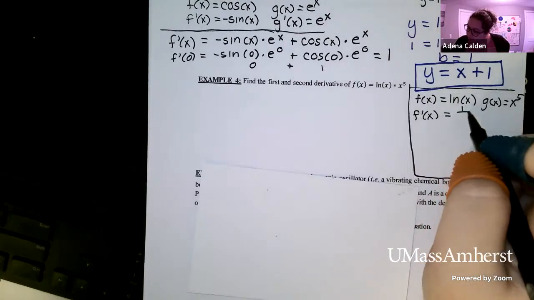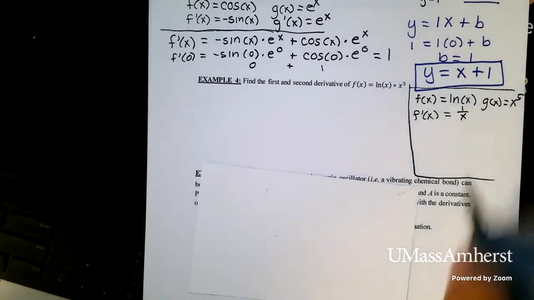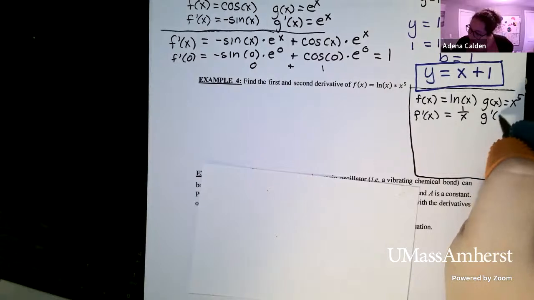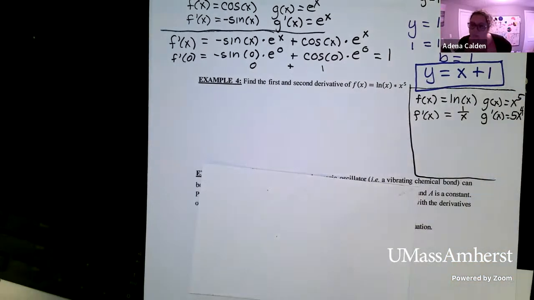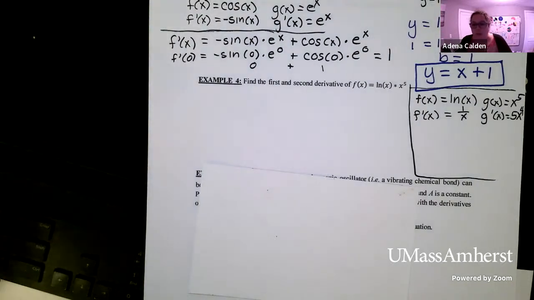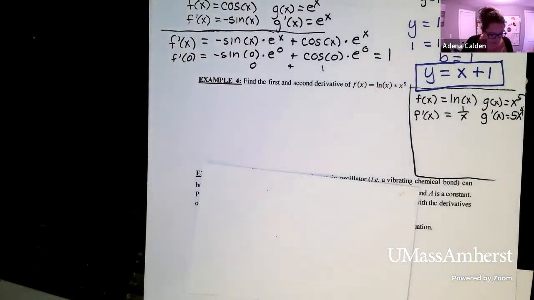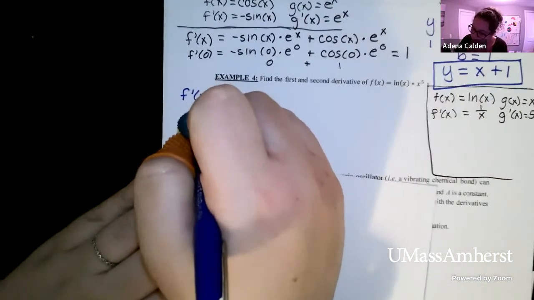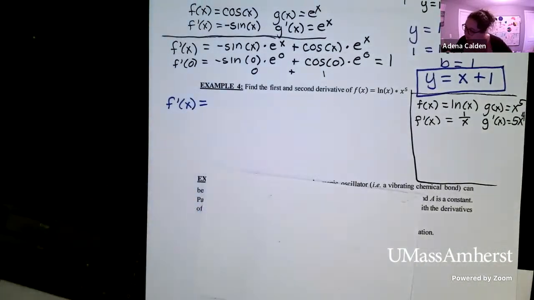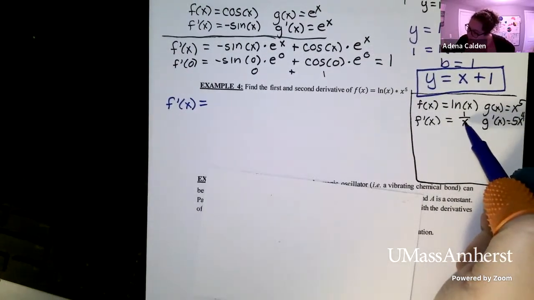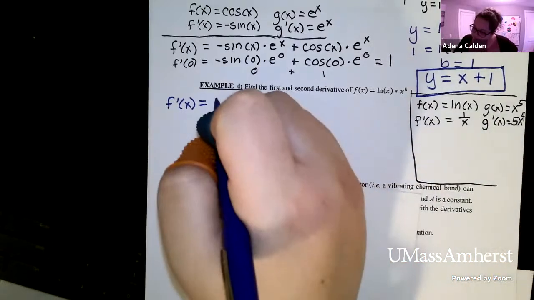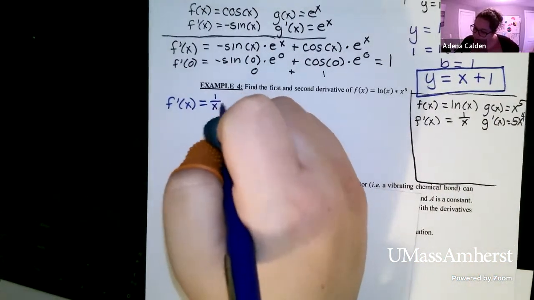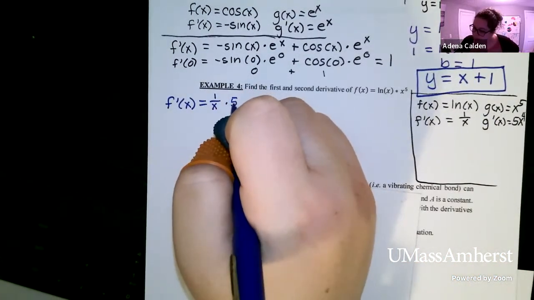The derivative of ln x is 1 over x. The derivative of x to the fifth is 5x to the fourth with the power rule. Okay, so now we're going to put that together using the product rule. So our first derivative here, f prime of x, we're going to do f prime of x times g of x. So we have 1 over x times x to the fifth.